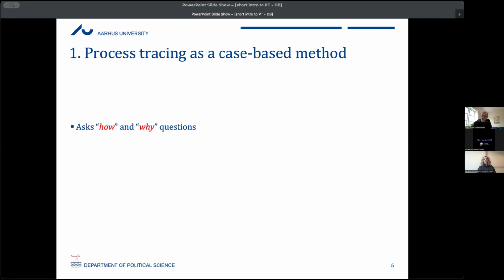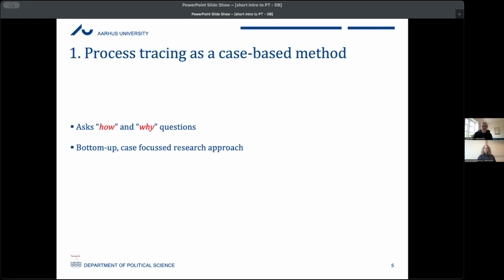And so process tracing in this respect is not an under what conditions type of research question per se. It's more about the how and why kind of questions, like how can low intelligence capacity of security forces actually produce more violence, for example.